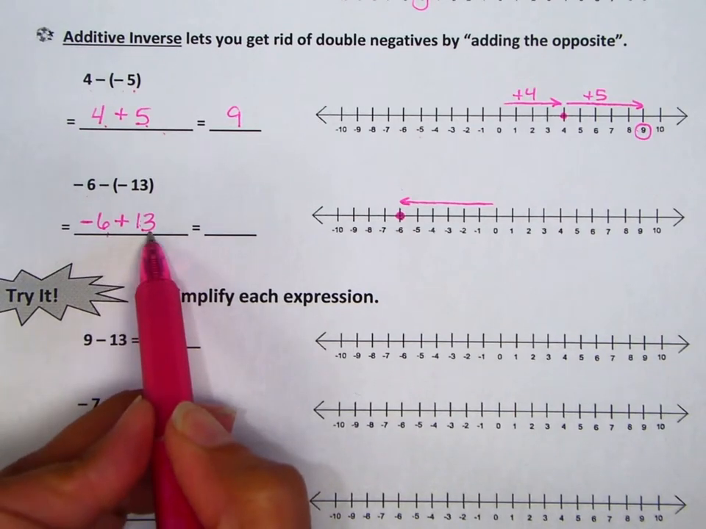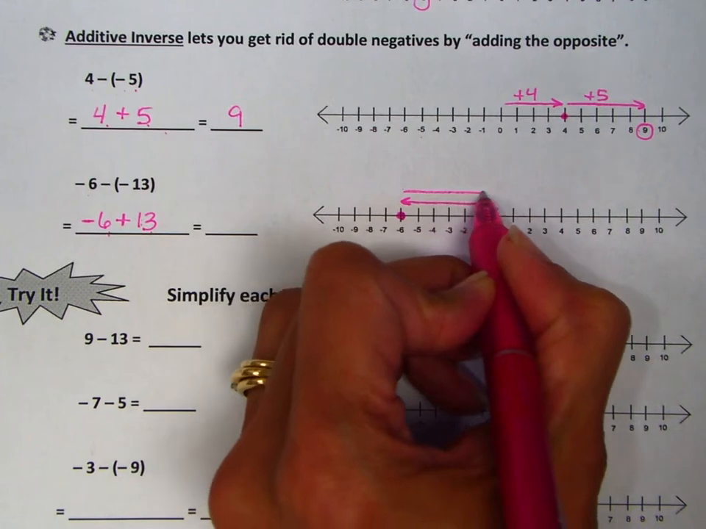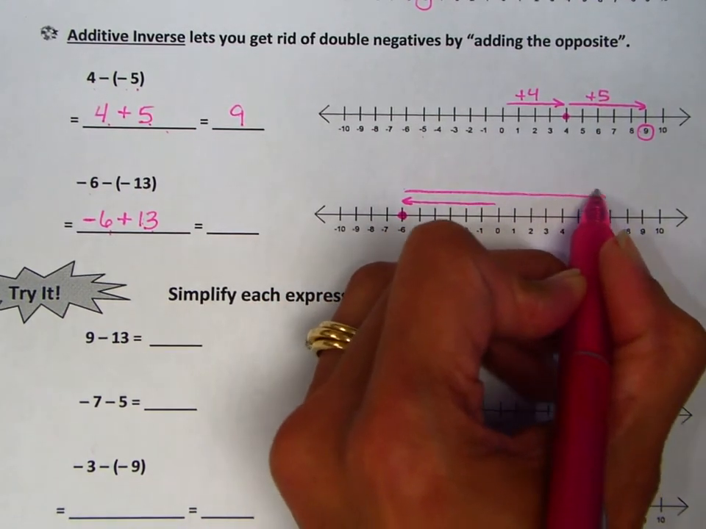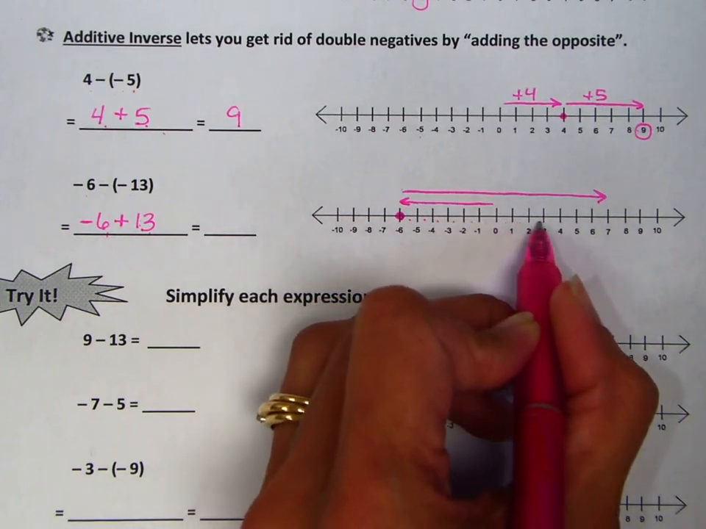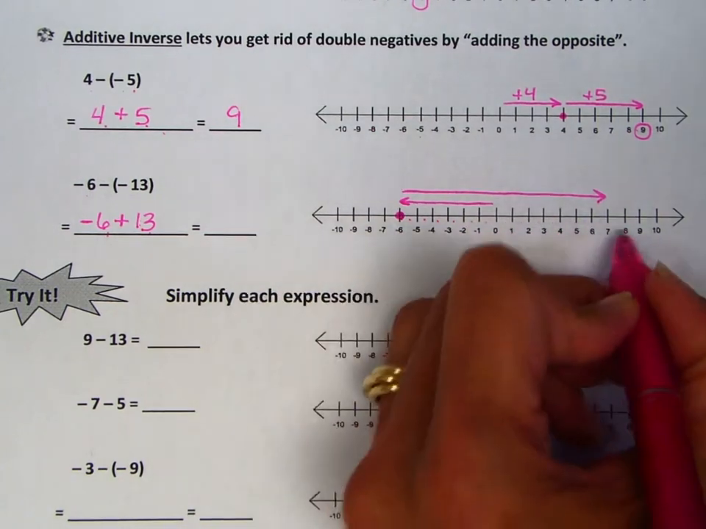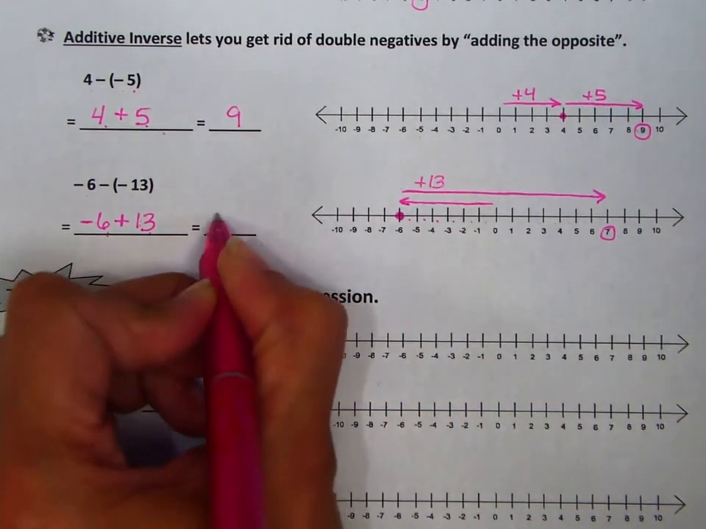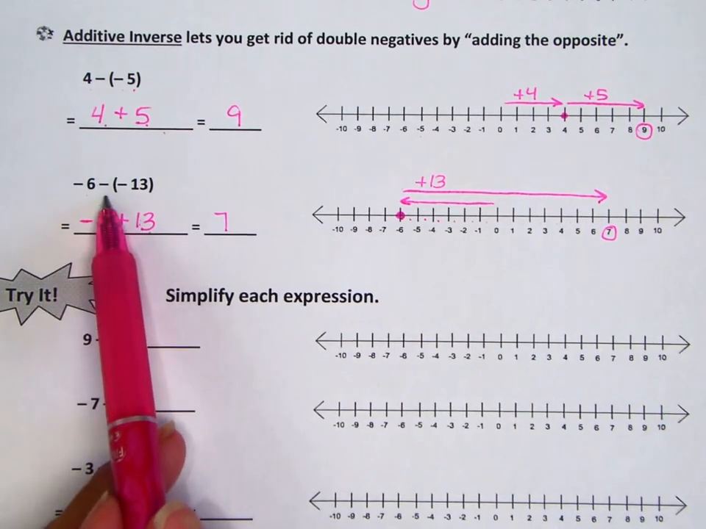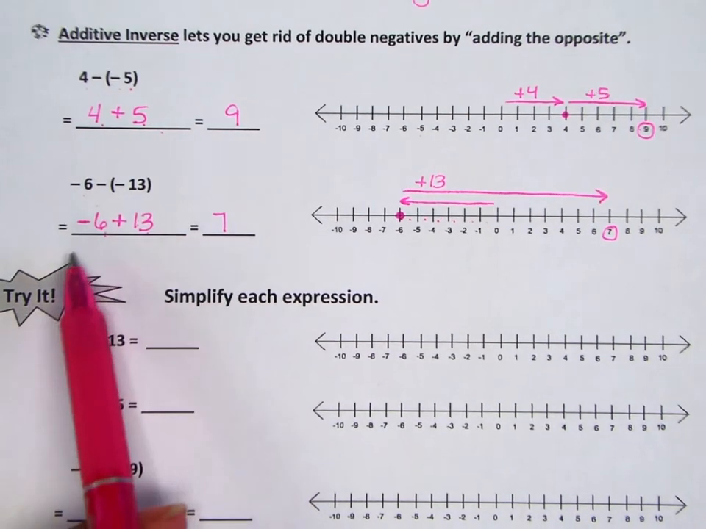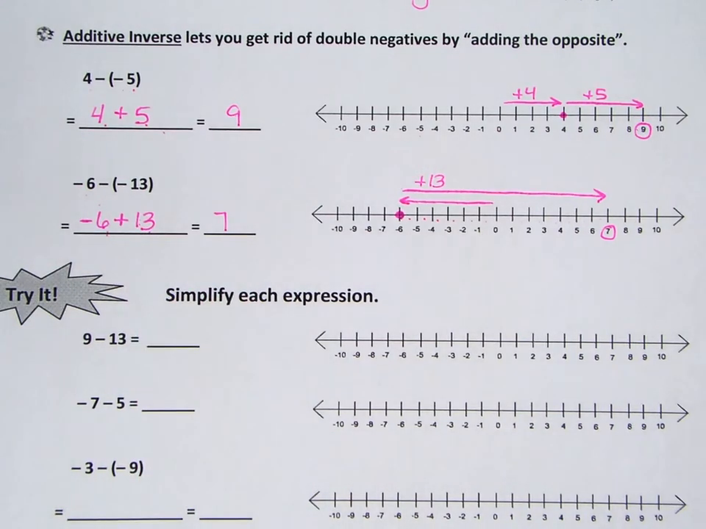And we're going to add 13, and adding moves towards the right. 1, 2, 3, 4, 5, 6, 7, 8, 9, 10, 11, 12, 13. We added 13 and we ended up at positive 7. So negative 6 minus negative 13 is the same as negative 6 plus 13, which equals 7.